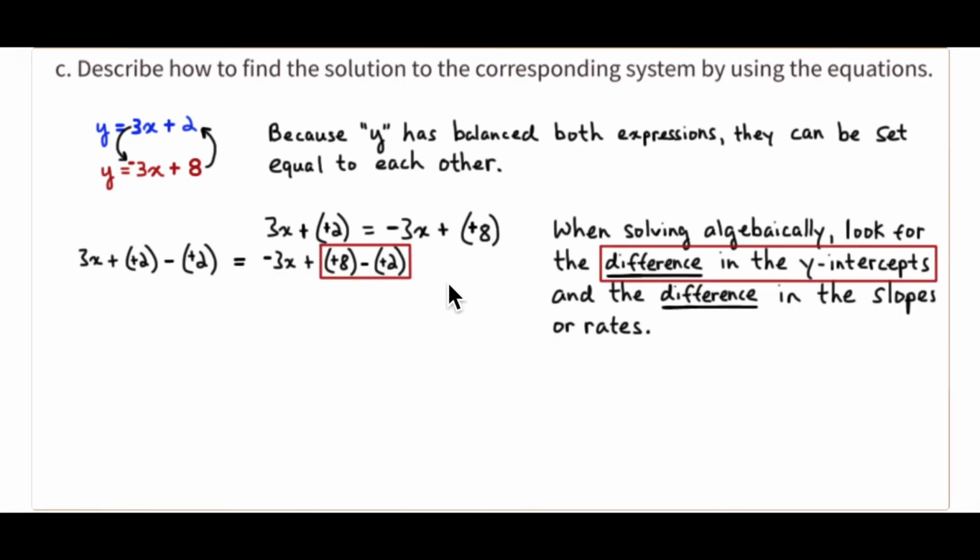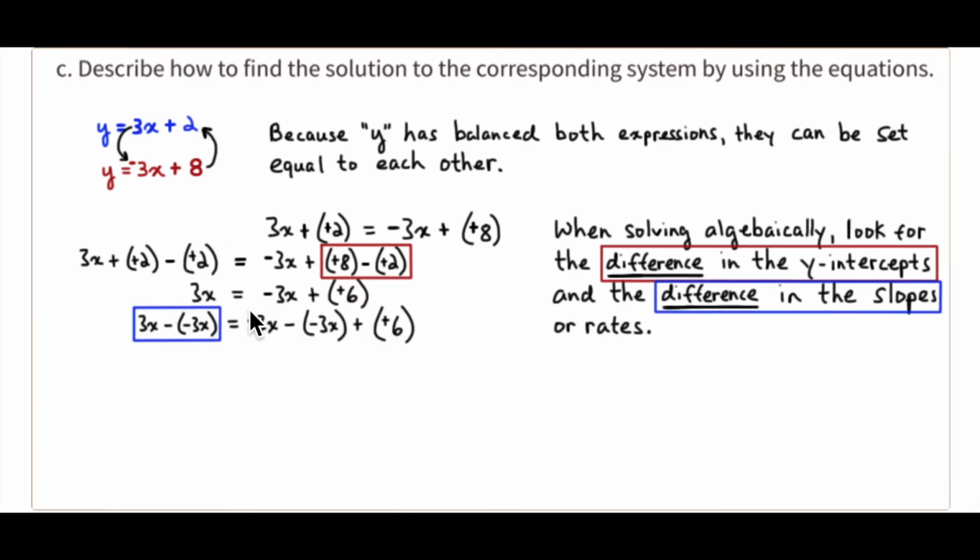So the first thing I'm going to do is get rid of this positive 2 on the left side by subtracting positive 2. Well, I also have to do that to the right side. Positive 8 minus positive 2, that is the difference in the y-intercepts. That is right here, 8 minus 2. And so you're left with 3x equals a negative 3x plus a positive 6.